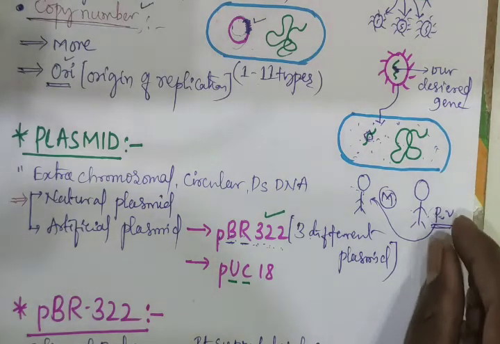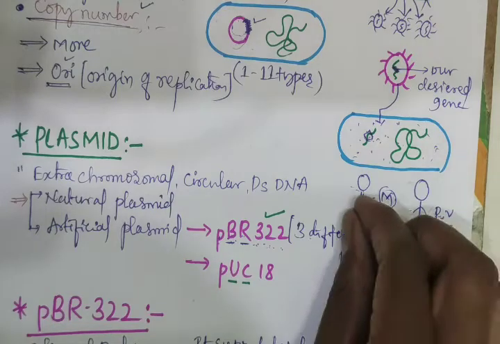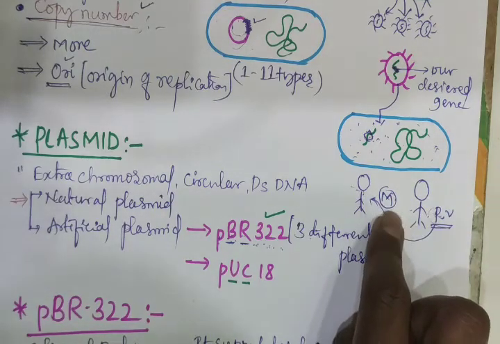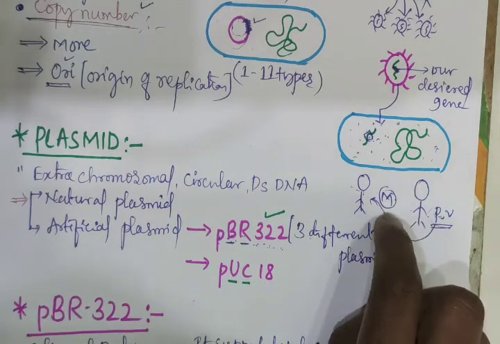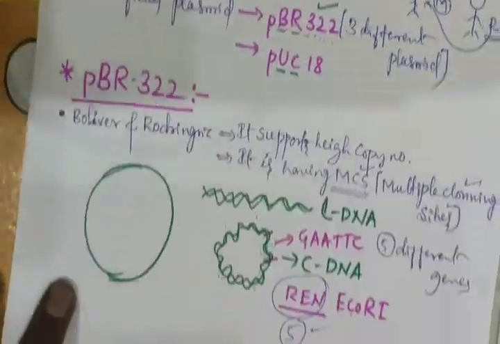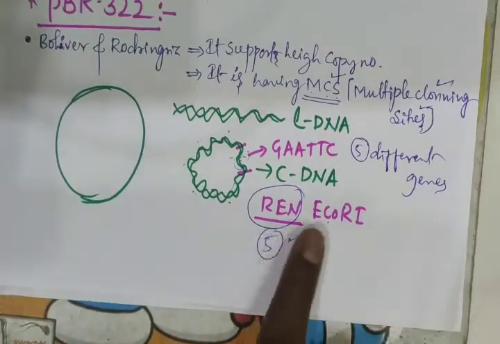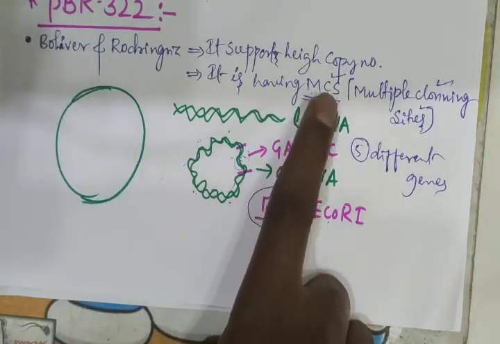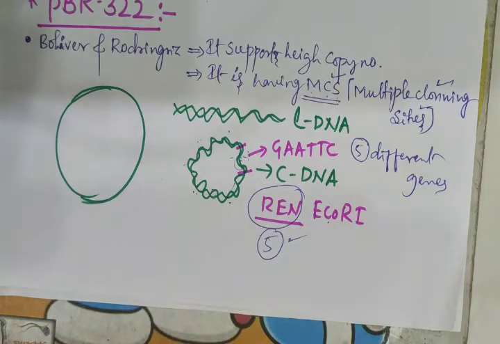Imagine all the 3 pathogens are introduced by using just one mosquito. Then this mosquito we will refer to as a multiple cloning site. That is the meaning I am saying now. So here this pBR322 is having multiple cloning sites. So that is the important thing here for consideration of that plasmid.